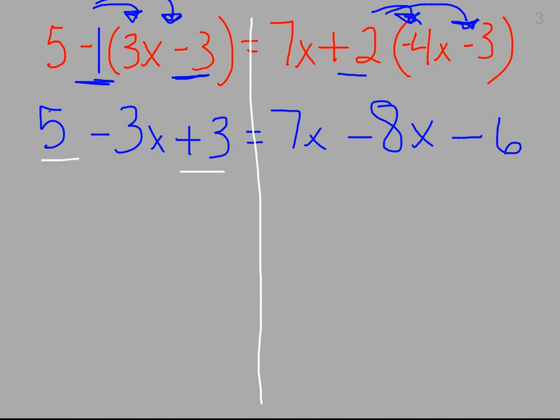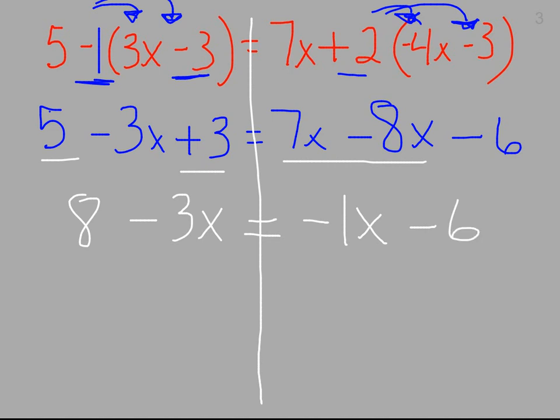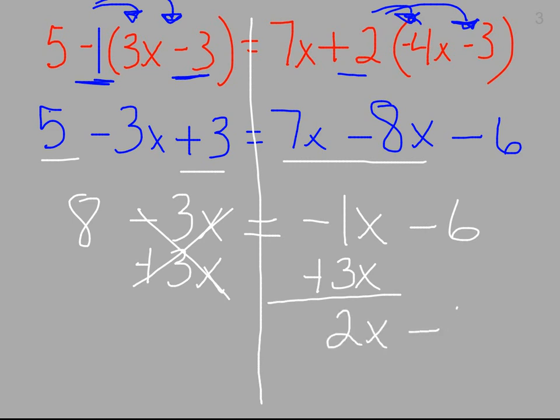5 plus 3 is 8, and then that's -3x equals, and then over here 7x and -8x are alike, so 7 minus 8 is -1, so that's -1x, and then -6. Now we move the smaller x, and -3 is smaller than -1, so I'm going to move the -3. I'm going to add 3x, and that makes that all go away. I'm going to write plus 3x under here, and -1 plus 3 is +2, so this is 2x. Bring down my -6, and over here on the left side I just have an 8 left.